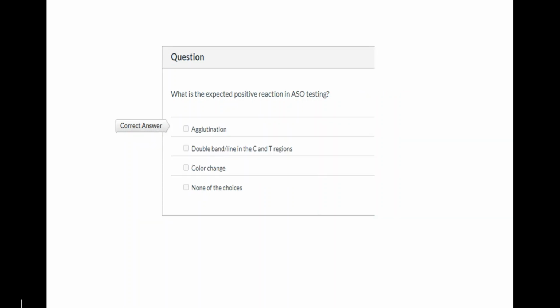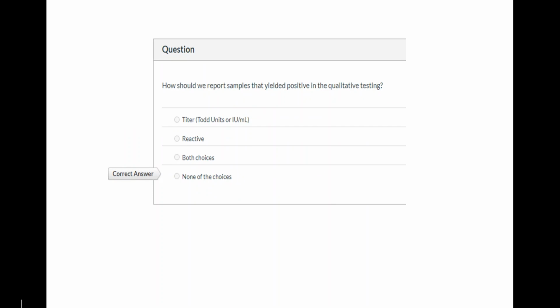Now, what is the expected positive reaction in ASO testing? Of course, the positive reaction is agglutination or clumping or agglomeration. Double band or line in the C and the T regions, this is when we perform immunochromatographic assays, such as those in pregnancy test kits. Color change may also be done in serologic testing, but color change is more common in chemistry testing when we perform spectrophotometric analysis.